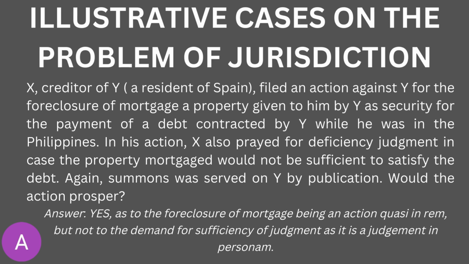Here is our next scenario. X, creditor of Y, a resident of Spain, filed an action against Y for the foreclosure of mortgage over a property given to him by Y as security for the payment of a debt contracted by Y while he was in the Philippines. In his action, X also prayed for deficiency judgment in case the property mortgaged would not be sufficient to satisfy the debt. Again, summons was served on Y by publication. Would the action prosper?